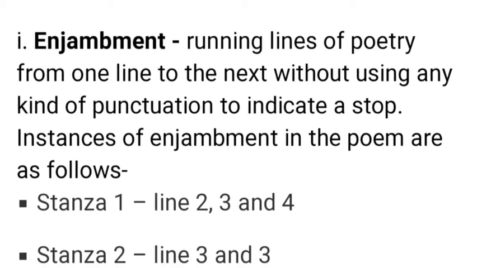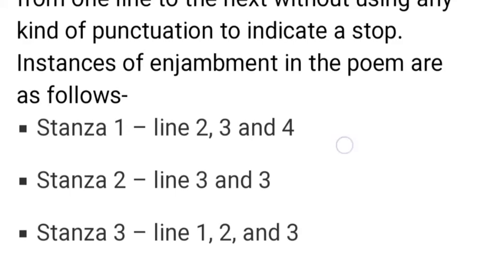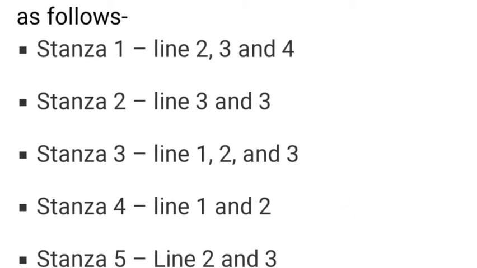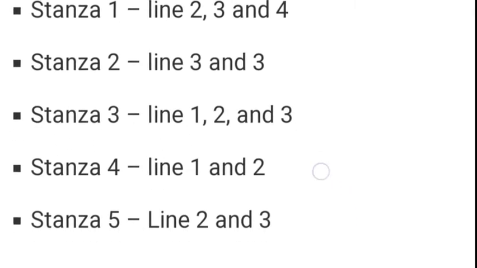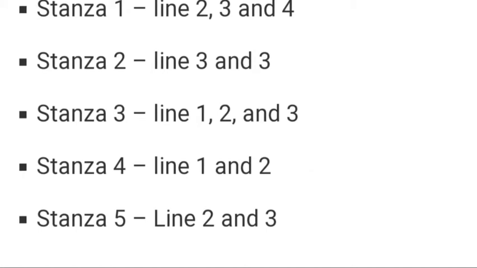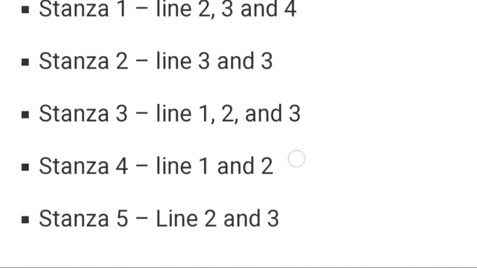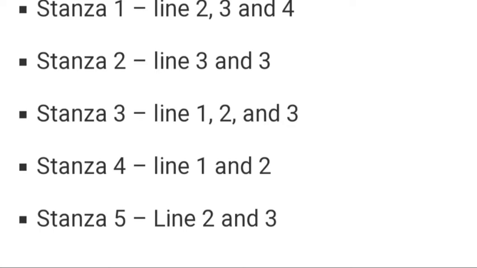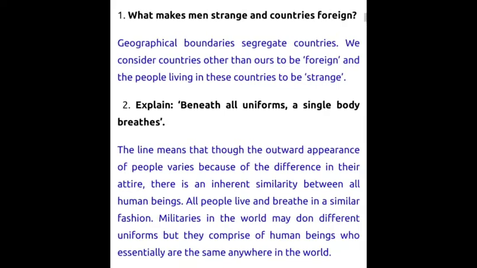Enjambment is also a device which is used in the poem. Running lines of poetry from one line to the next without using any kind of punctuation is called enjambment. In stanza 1, lines 2, 3 and 4 have no punctuation marks. Stanza 2, line 3. Stanza 3, lines 1, 2 and 3. Stanza 4, lines 1 and 2. Stanza 5, lines 2 and 3. In stanza 2, lines 3 and 4 too. So, enjambment is one device which is used very prominently.